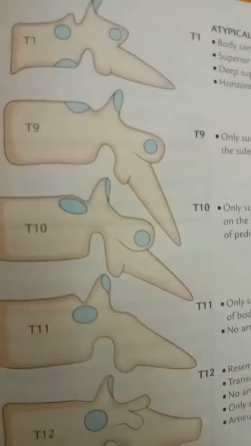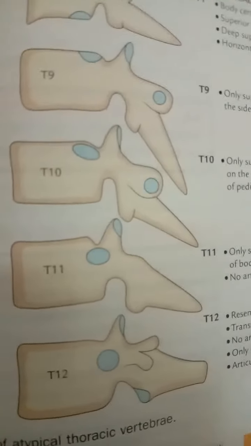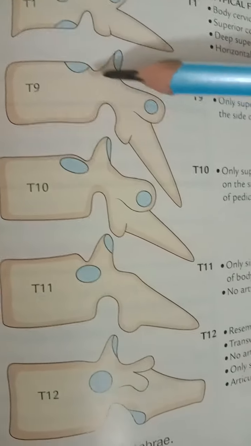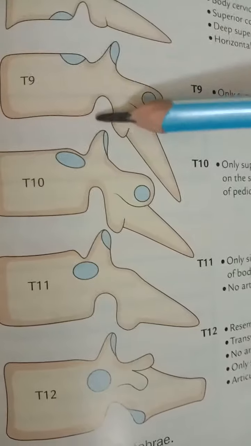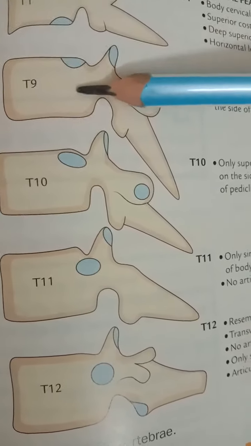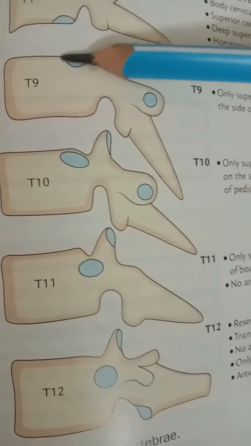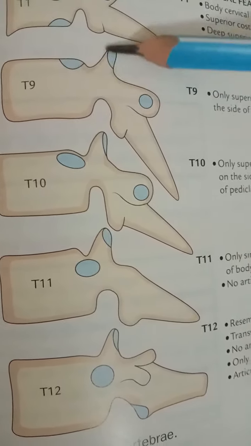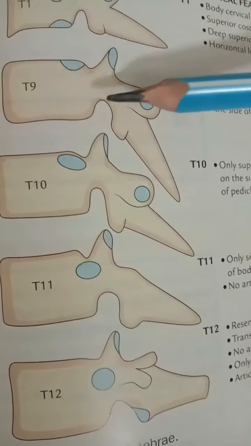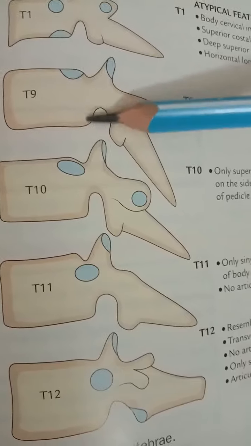Then let's see the ninth thoracic vertebra. The ninth thoracic vertebra seems like the typical thoracic vertebra, but the difference is the body has only the superior costal demi-facet. So here only one superior costal demi-facet is present, and the inferior costal demi-facet is totally absent, this one.